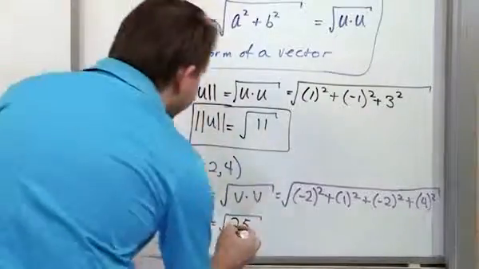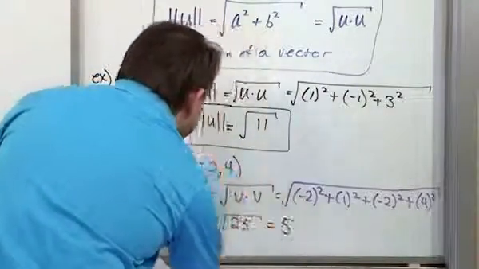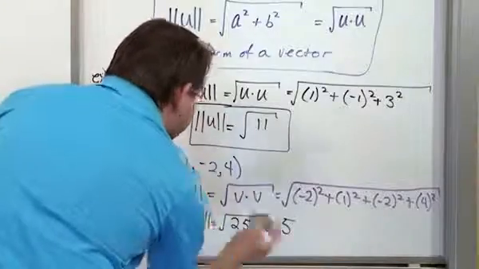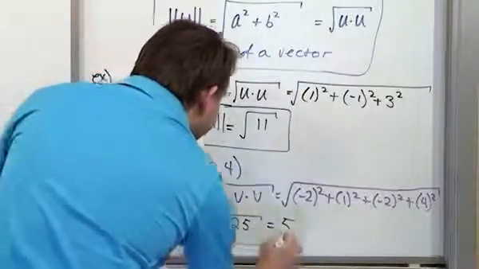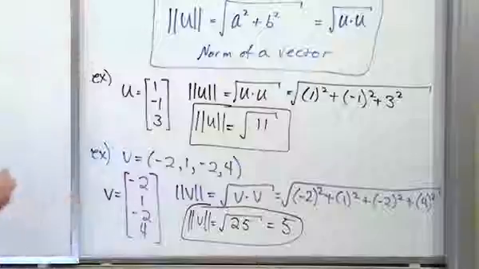And of course I know what that is. That's just equal to 5. So the length of this vector, which happens to have 4 dimensions, is just equal to 5 in this case.